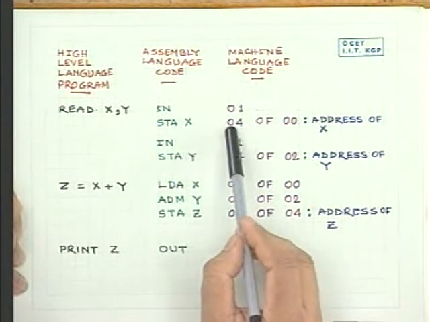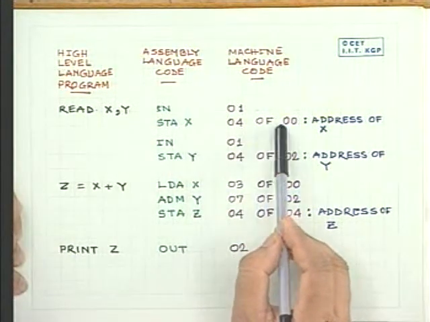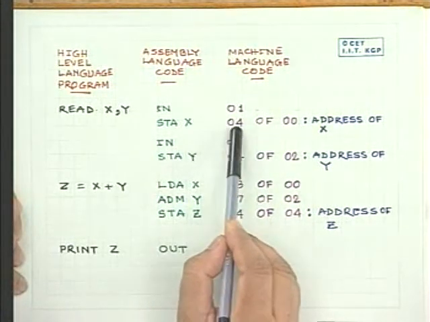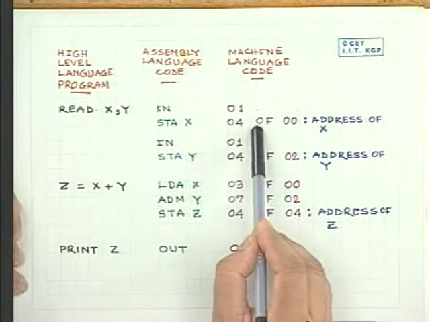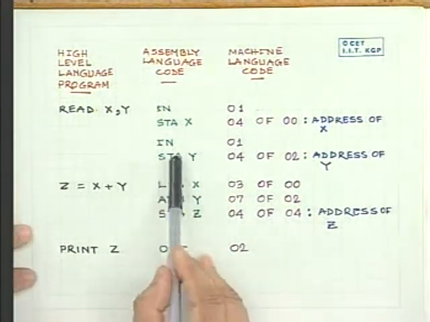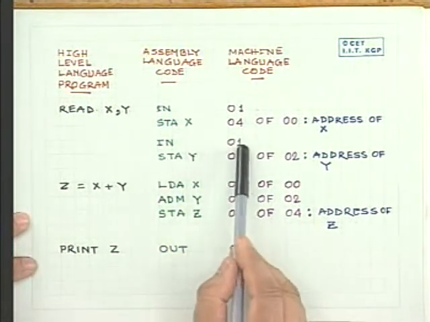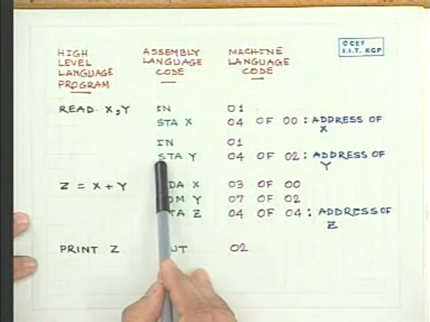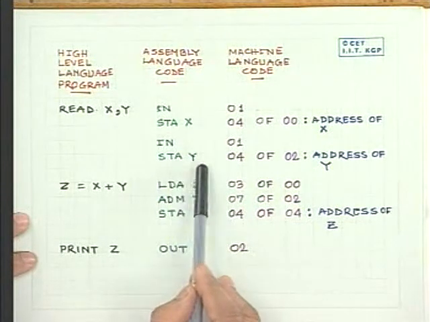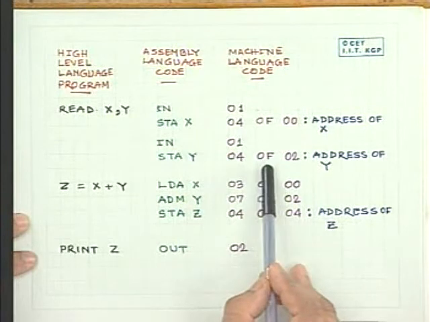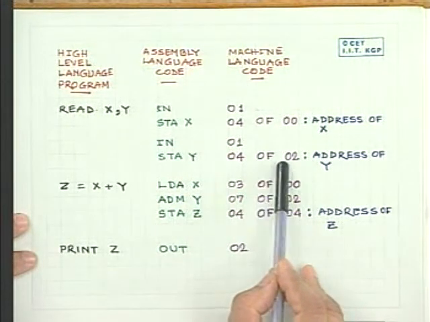Therefore, 040F00 means that it is an instruction to store the content of the accumulator into the location 0F00. Similarly, IN 01 means I'm inputting another value, and then I'm storing this accumulator into the symbolic location y, which I have assigned the location 0F02.